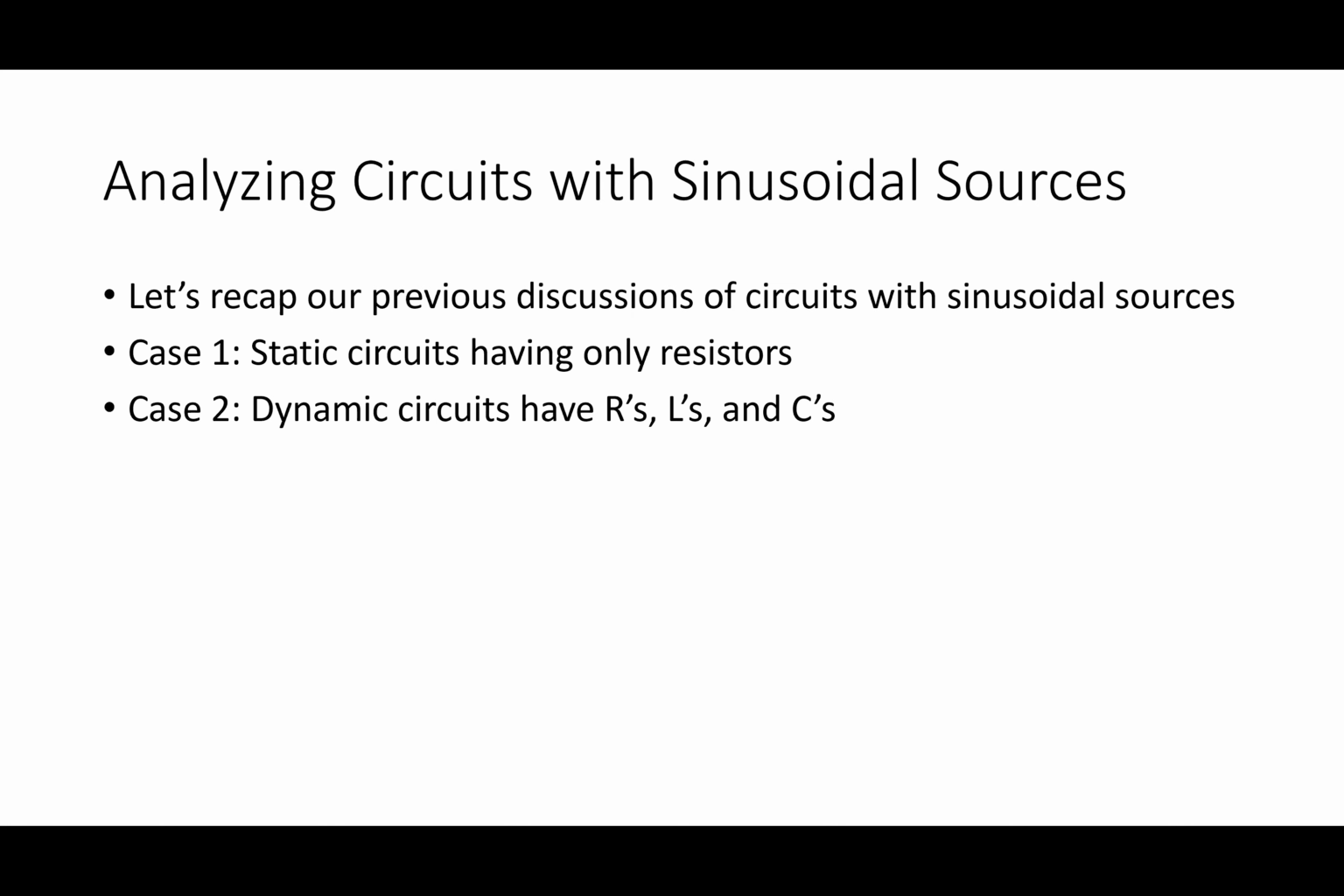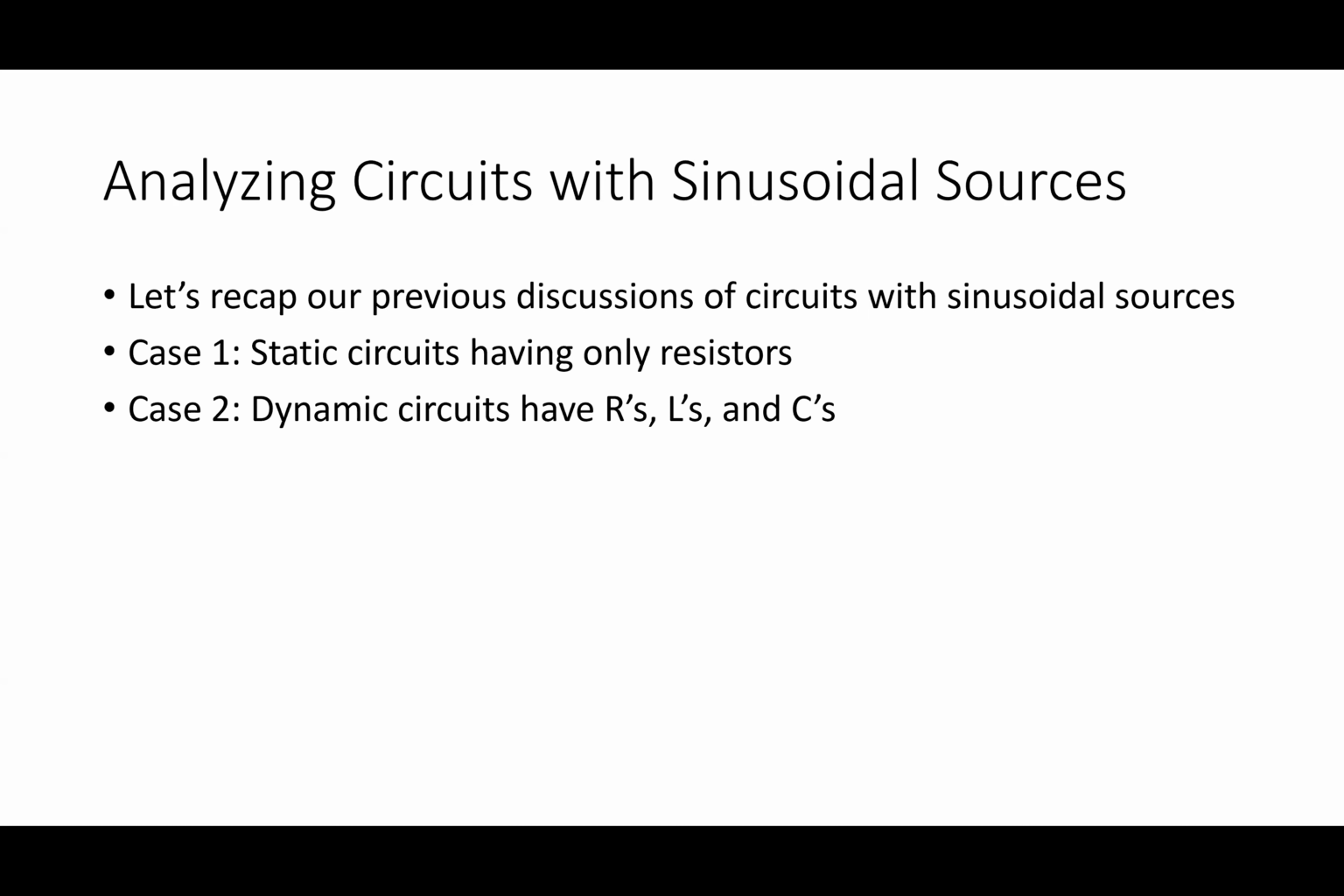So basically what I went through is two types of examples over the course of Monday and Wednesday, where I talked about static circuits that have only resistors and dynamic circuits where there's R's, L's, and C's. Okay. So when I have sinusoidal sources, we talked about they've got three parameters. They've got a phase shift, they've got a frequency, and they've got an amplitude, right? Those were the key parameters.